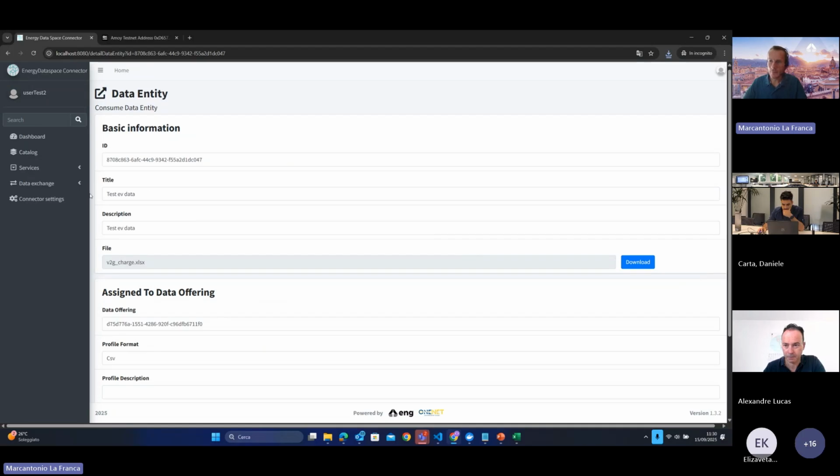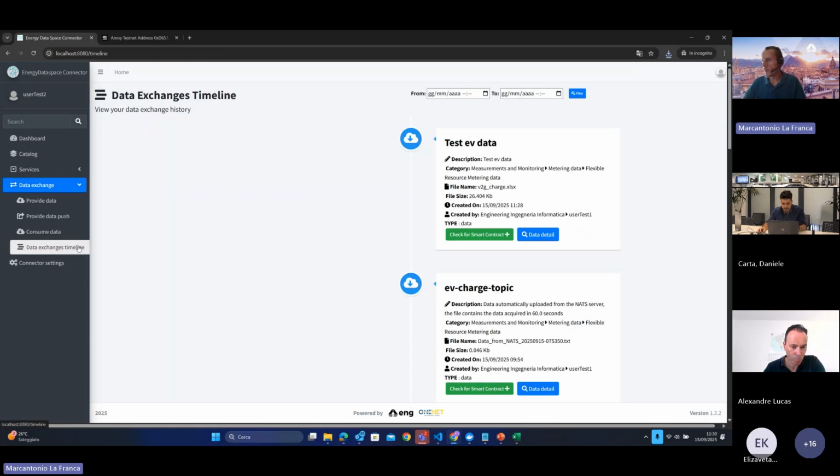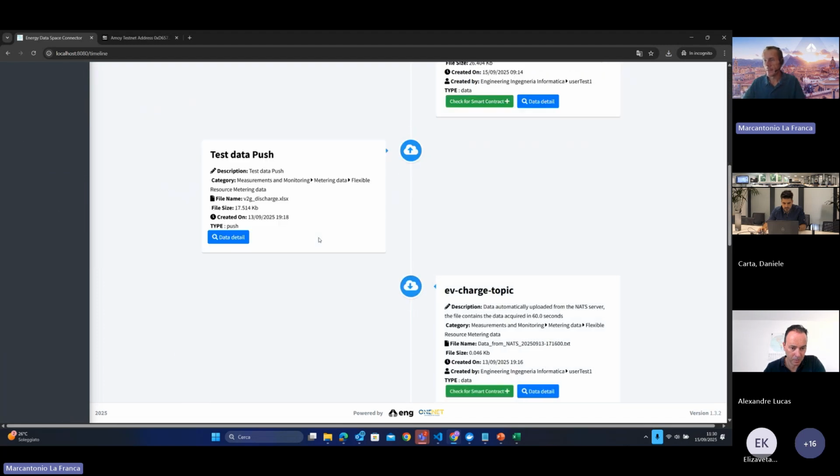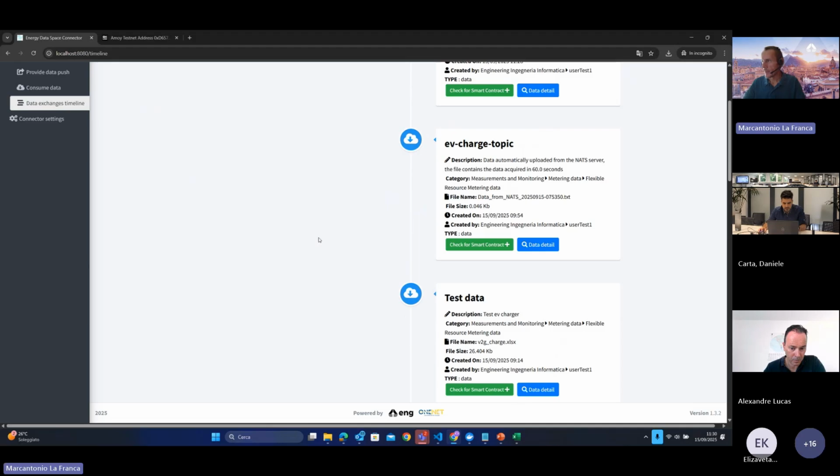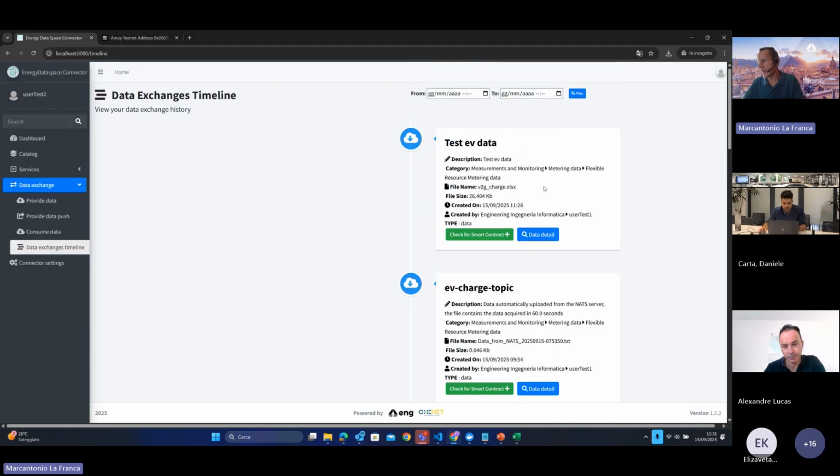So next, we have a nice feature for the final user, the data exchanges timeline, in which we can see all the exchanged data from this user. And we have on the left side of this interface the data provided by this user, and on the right side the data consumed by this user. In this case, the first item is the last data consumed.